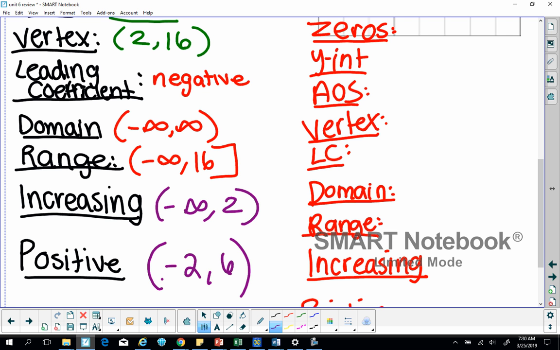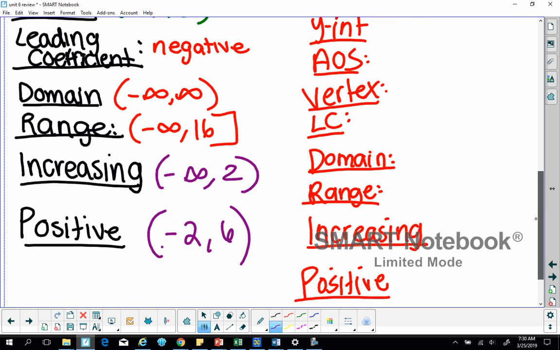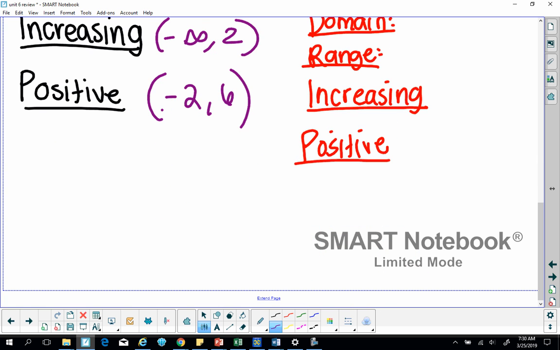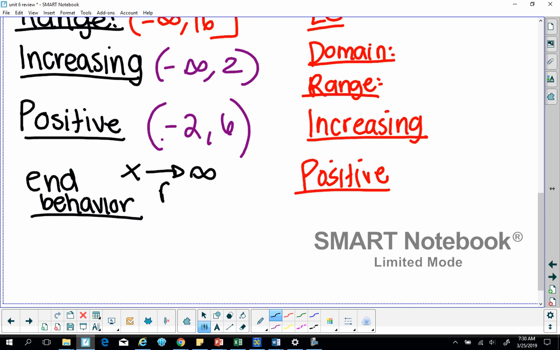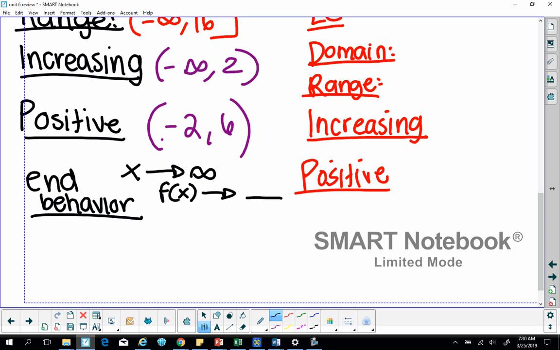The last one, if you have room, or else write it above the graph, I forgot about it, is end behavior. So write this down. And so the two things when we look at end behavior: as x approaches infinity, what happens with f of x? And as x approaches negative infinity, what happens to f of x?